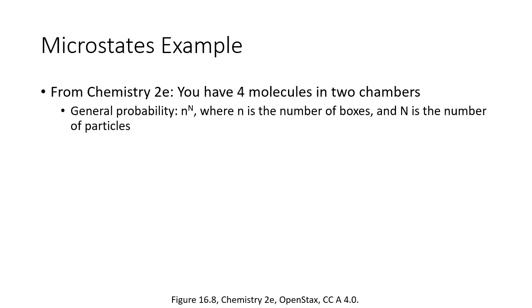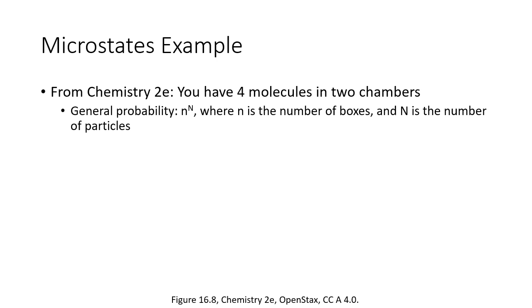Let's take an example out of the textbook. So let's say you have 4 molecules in 2 chambers. General probability for how many different microstates you would have in this situation is n to the N, where lowercase n is the number of boxes and capital N is the number of particles. We have 2 boxes, we have 4 particles, 2 to the 4th is 16.